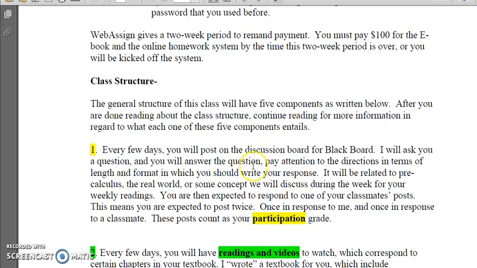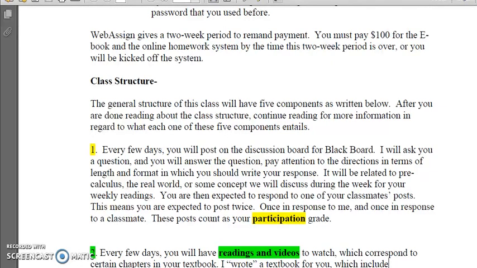You're then expected to post for yourself, and then you have to post one more time in response to somebody else's post. It could be something like, great post, or I really understand now, this is very interesting. Or you could say something like, I don't necessarily agree with you, and then tell them why. But every few days you're going to post twice, and this counts as your participation grade. We're going to talk about how it counts as your participation grade in a few minutes. I want to get through the first 5 tenets.